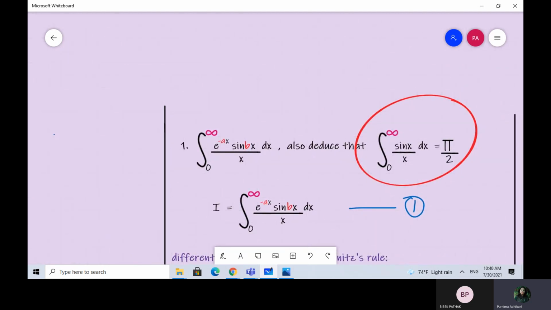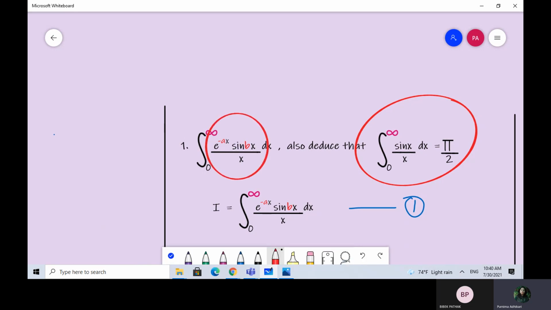Now look at this question. Your question is the integration from 0 to infinity of e to the power minus ax sin bx dx over x. Okay, so look at this function. Have you done integration of this function before?